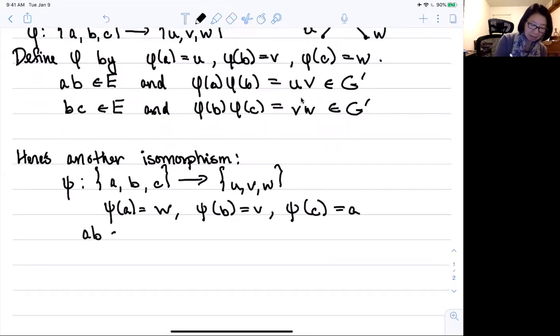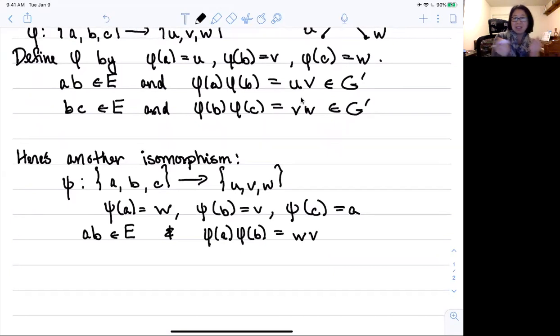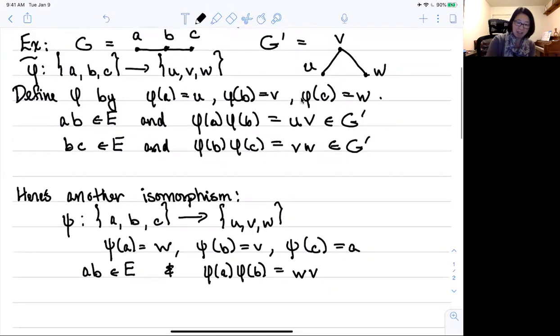So the edge AB is in E, and what's phi of A, phi of B? Well, phi of A is W and phi of B is V, and there is the edge, VW is the same thing as WV, right? It's in that graph. So this is still an edge in G prime, or E prime, right? Because the edges are unordered sets of vertices.